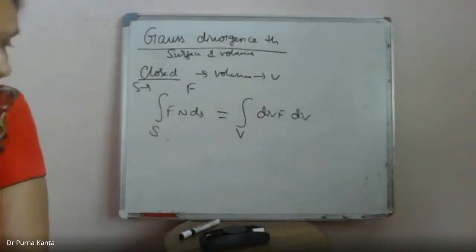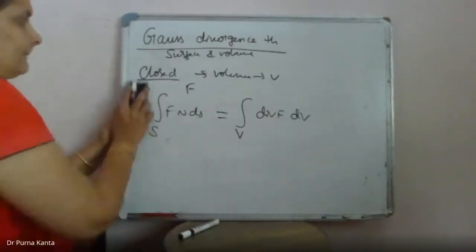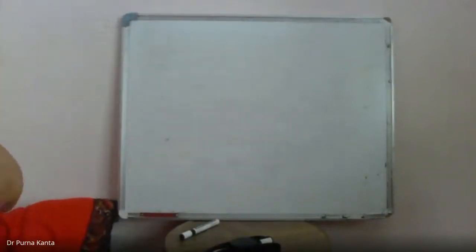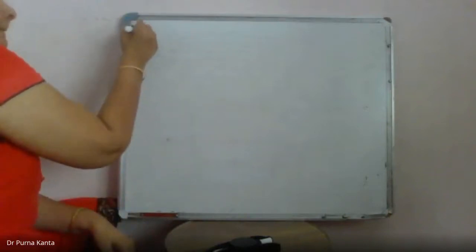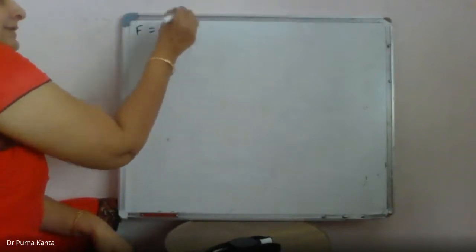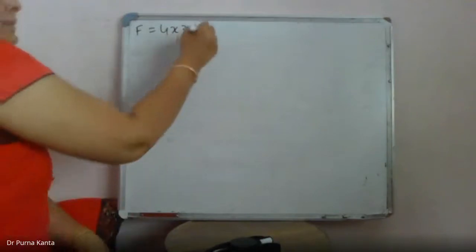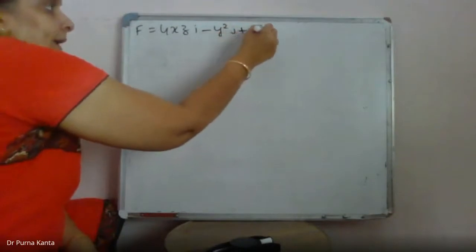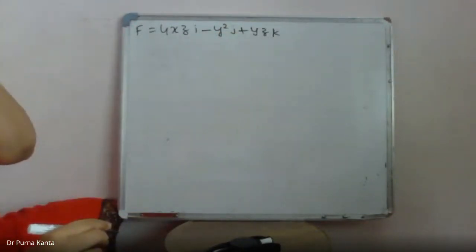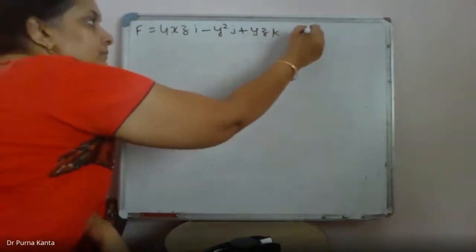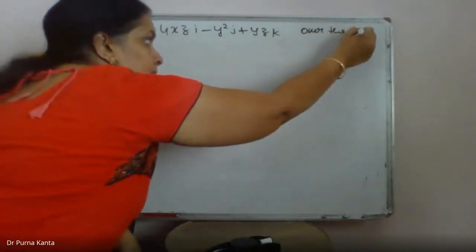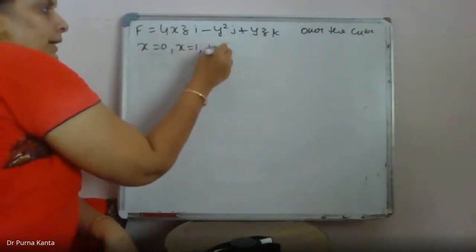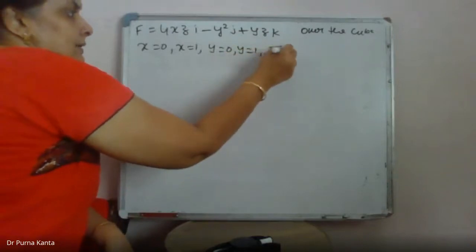Verify Gauss divergence theorem for F equal to 4xz i minus y square j plus yz k over the cube x equal to 0, x equal to 1, y equal to 0, y equal to 1, z equal to 0, z equal to 1.